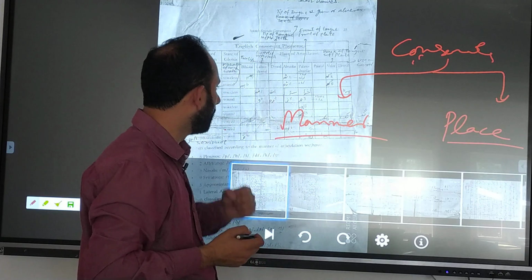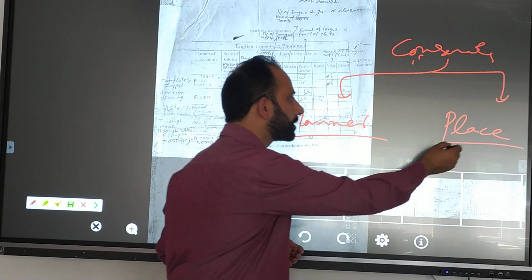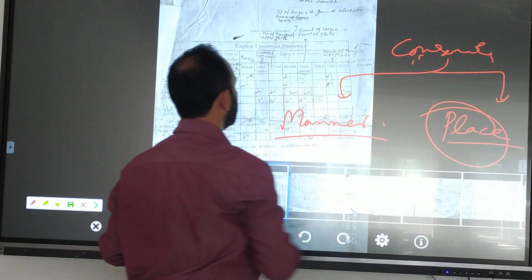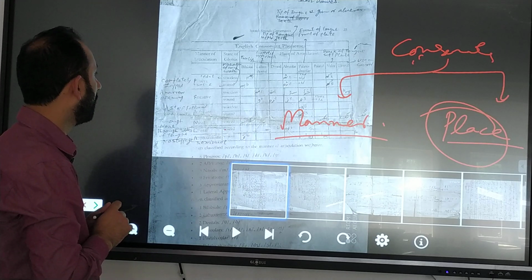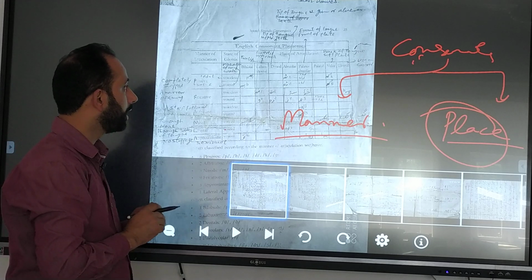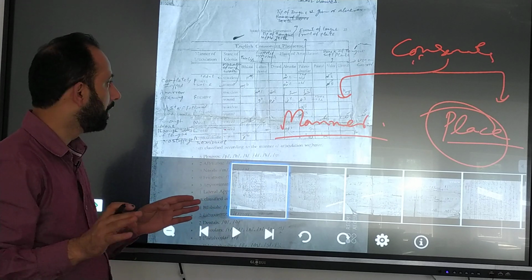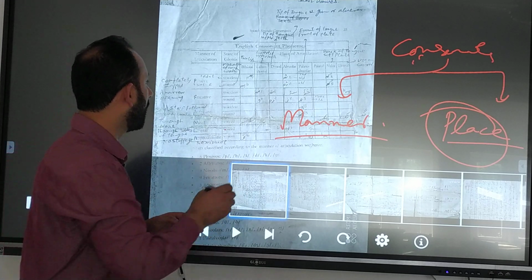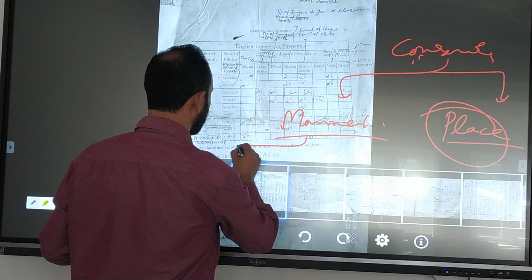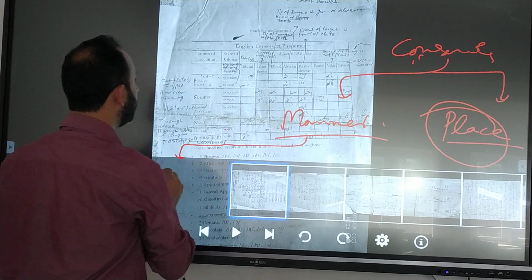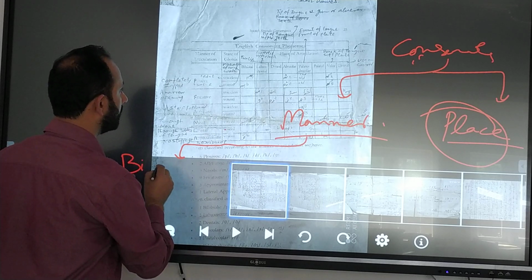Now we will see, according to manner, how many types they are, and according to place, how many types they are. Yes, you have to remember that according to the manner of articulation, many linguists divide them into many types, but I will say broadly, they are, number one, bilabial.